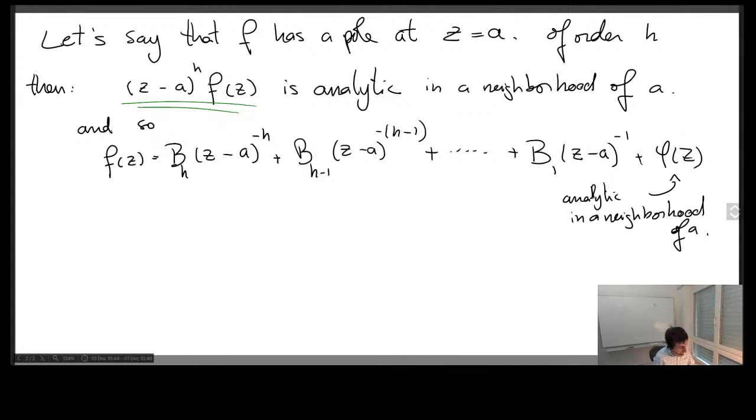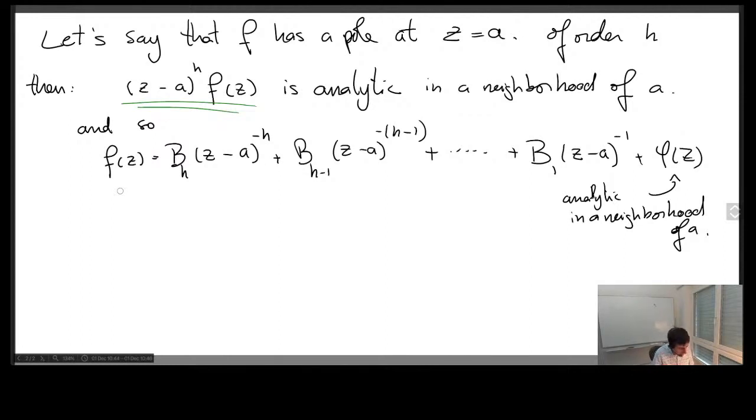If you were now to multiply this by z minus a to the h in each one of these summands, you get exactly this thing that I underlined in green here. And then you'll get a b_(h minus 1) (z minus a), and then a term with (z minus a) squared, and so on, and then the last term with an analytic function times (z minus a) to the h, which is exactly what we saw in this finite Taylor expansion.